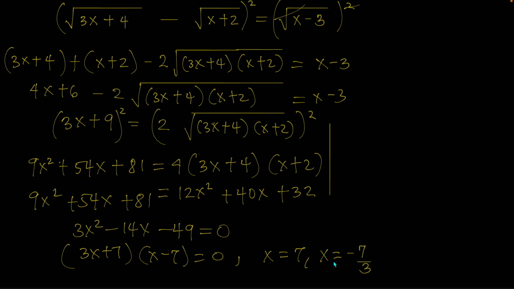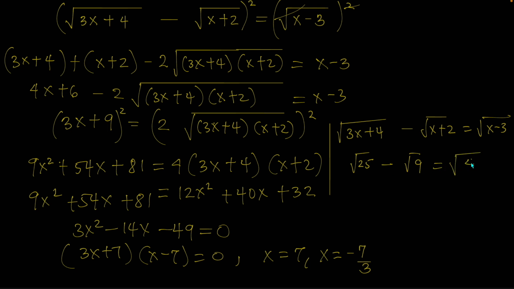Now we have to check which of these answers is true. It could be both and it could be one. Looking at the original equation, the root of 3x plus 4 minus the root of x plus 2 and the root of x minus 3. Taking the first result, which is 7, if you put that here, you have 25, and if you put that here, you have 9, and here you have 4. So this basically works. 5 minus 3 equals 2.